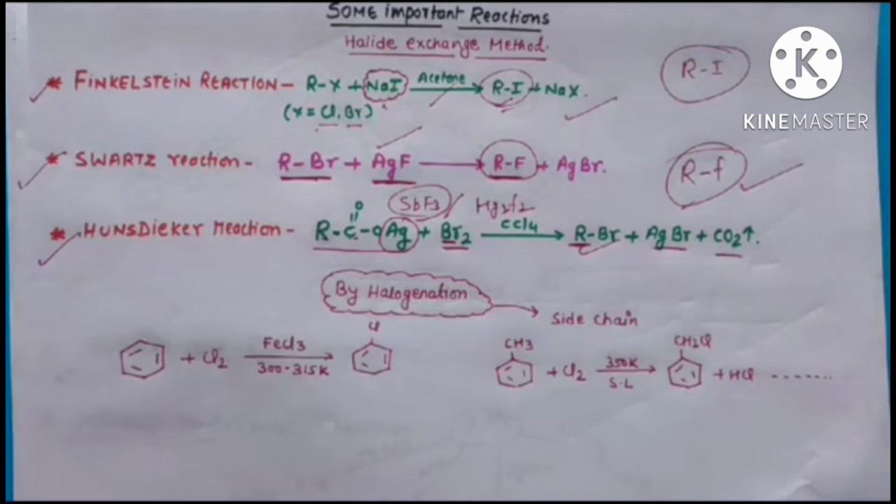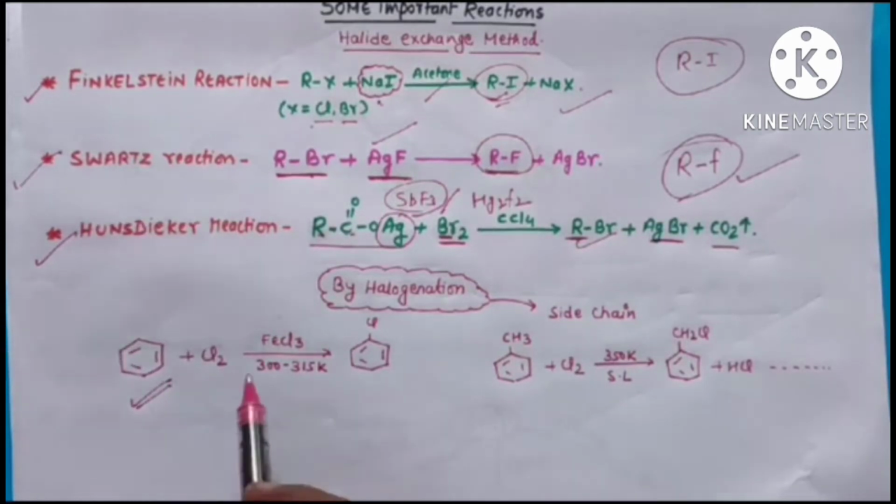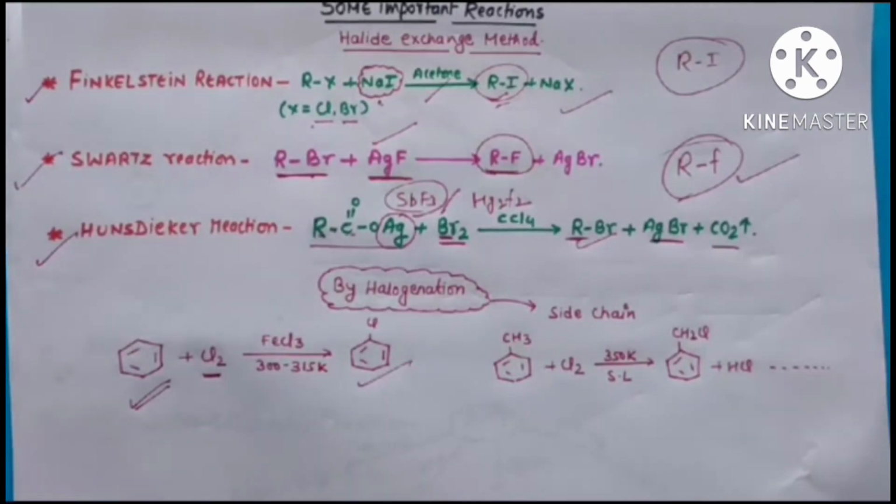Okay students, now we are moving towards the next reaction, that is halogenation of aromatic hydrocarbons. This is benzene. You know this is a very simple reaction. With a halogen, you can easily prepare the haloarene in the presence of FeCl3.